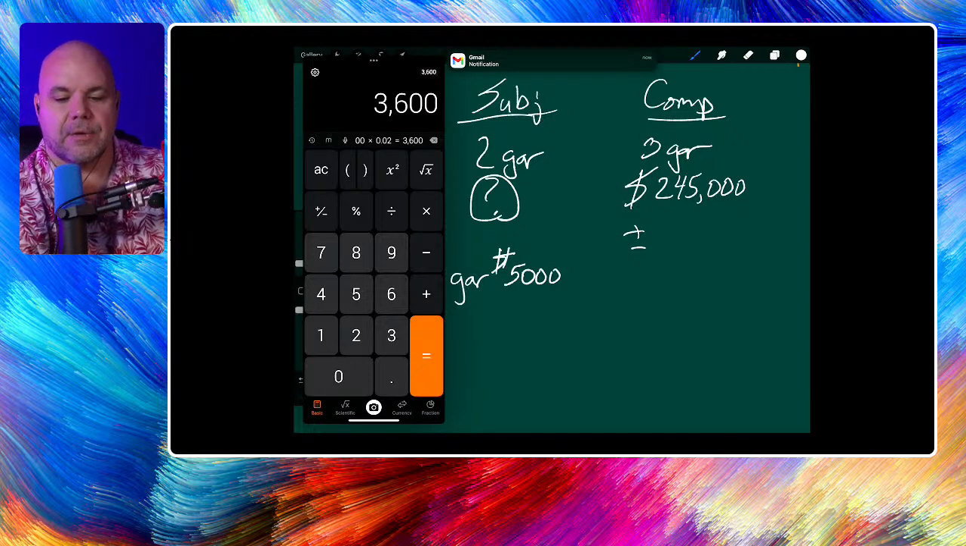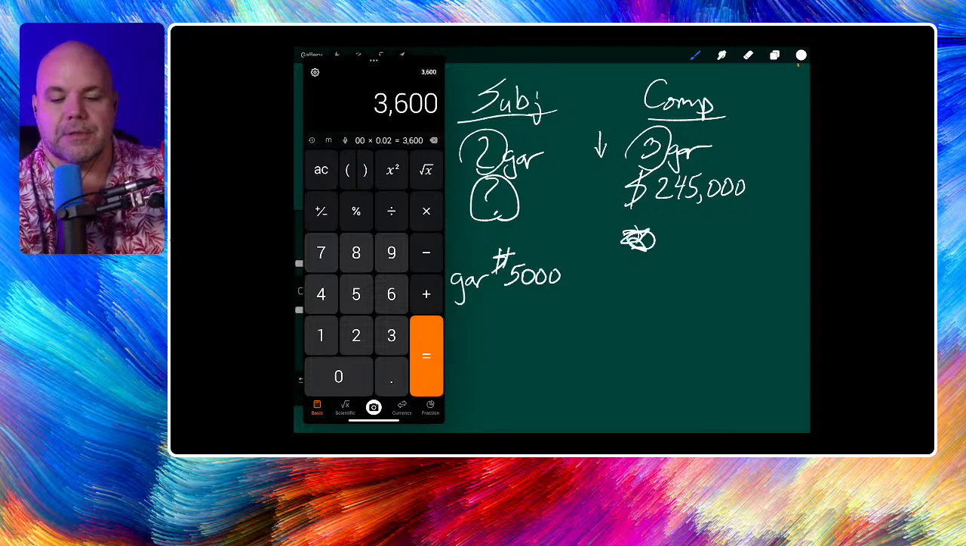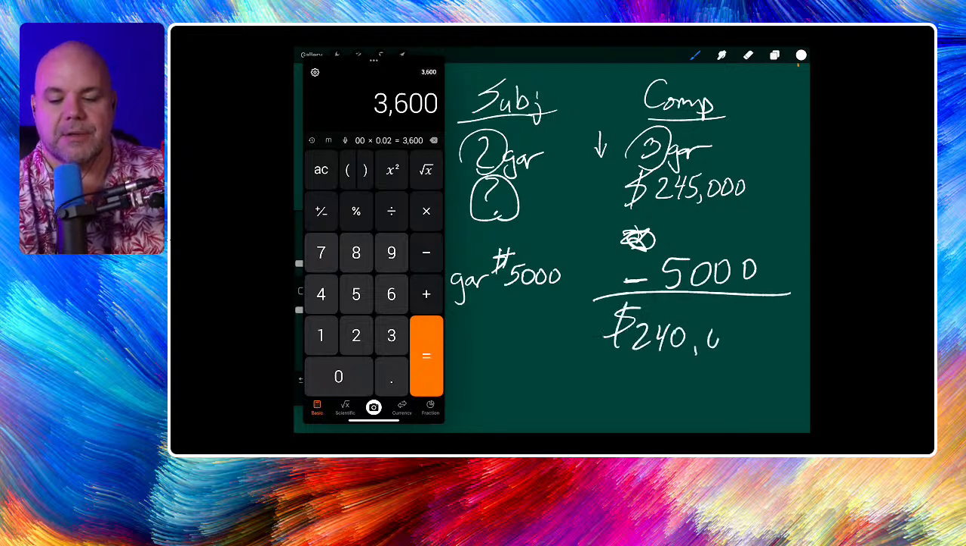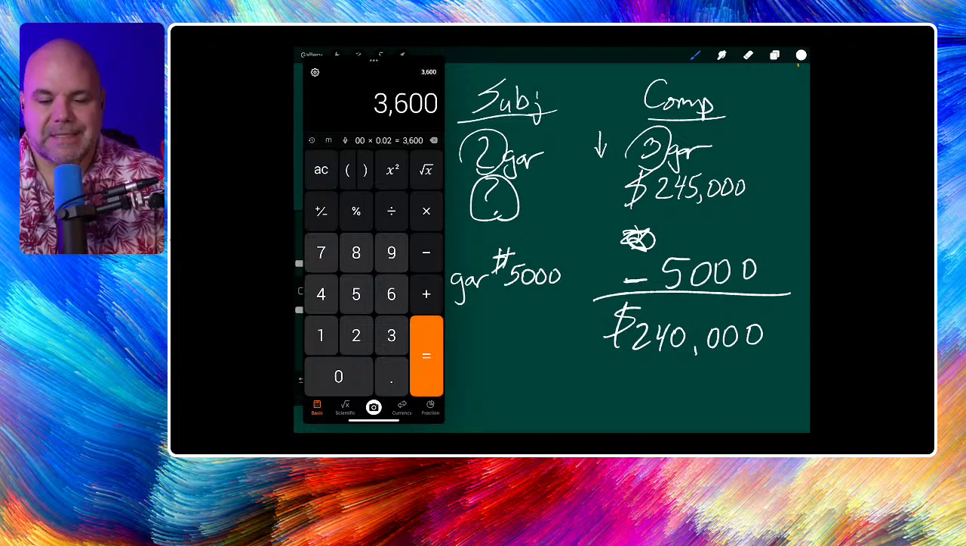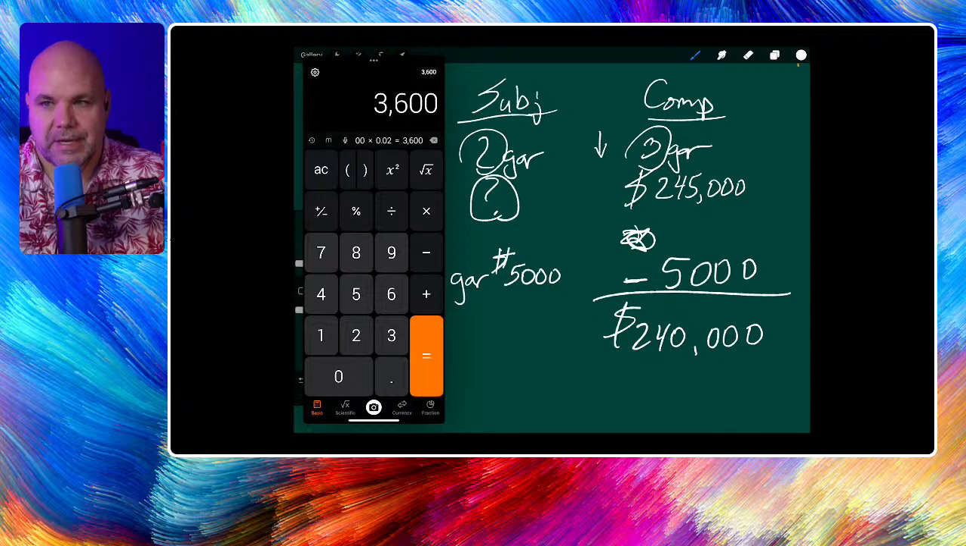We need to get it down. We need to turn 3 into 2. We need to subtract, don't we? So we are going to subtract 5,000, Darnell. Good job. To get $240,000. So if everything else is the same, the comparable would have sold with a 2-car garage for $240,000, not $245,000.